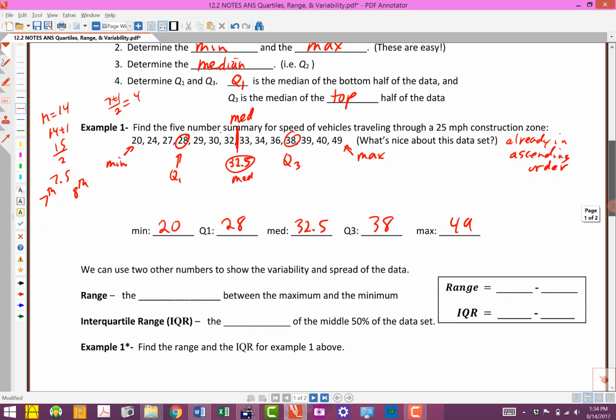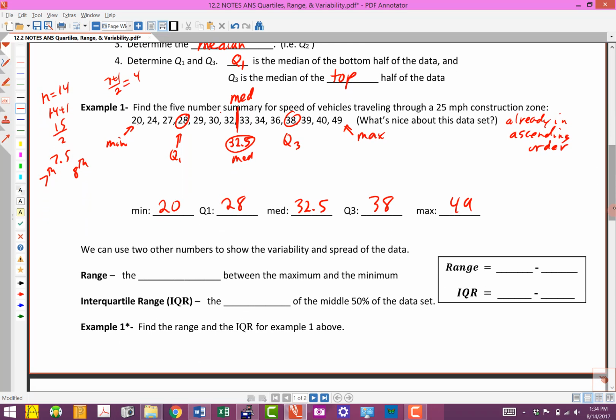Now, there are some other numbers that we can use to talk about the spread of the data and how much variability there is. So I'm going to introduce those right now. So the range is just the difference between the maximum and the minimum. So the range is the max minus the min. It wants to know how far it is from the smallest one to the biggest one.